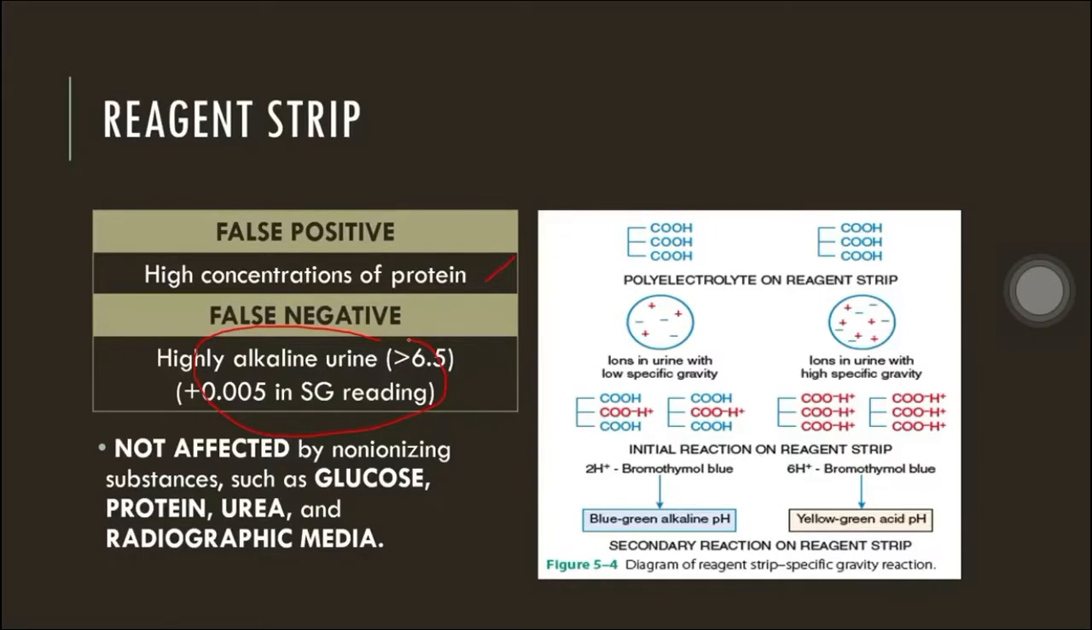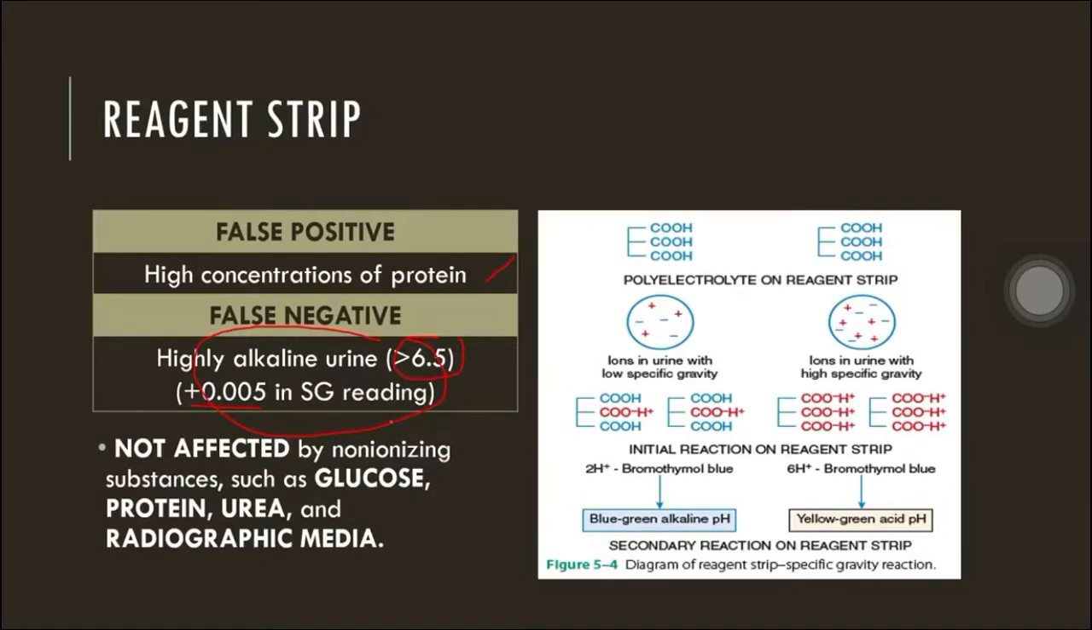So if the pad is alkaline, and your urine specimen is even more alkaline, it will be harder for the hydrogen ions in the specimen to attach, causing a falsely low or falsely decreased specific gravity. The resolution that manufacturers recommend is to add 0.005 for specimens with a pH greater than 6.5.